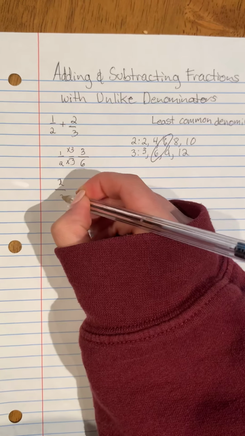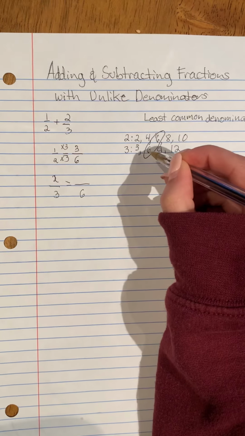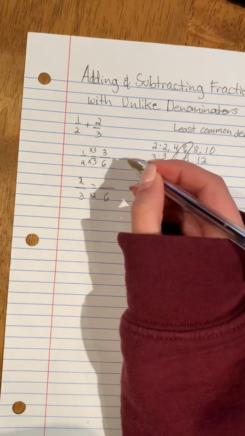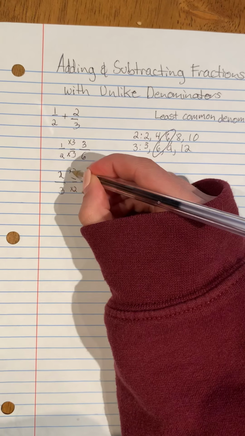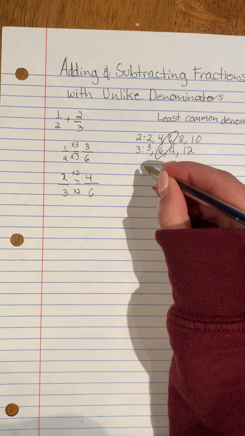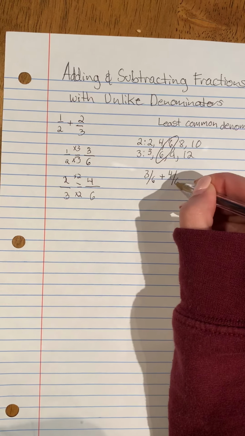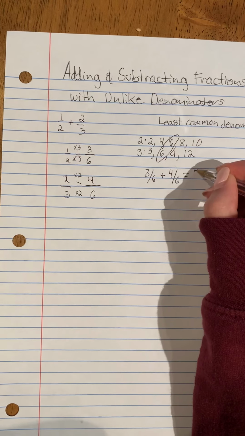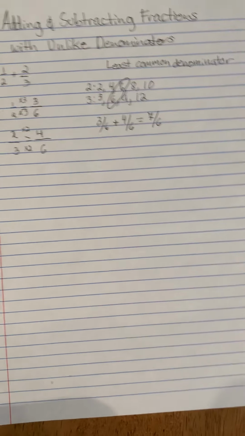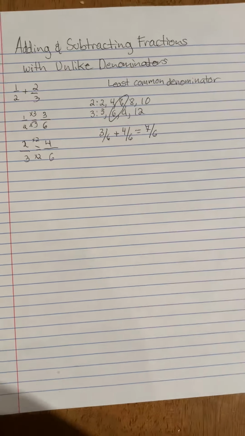Now we're going to do 2/3. We need to make it sixths. 3 times 2 equals 6. So we multiply the bottom by 2. We have to also multiply the top by 2. 4/6. Now we can do 3/6 plus 4/6 equals 7/6. And you guys can leave your answer in improper fraction form. I am okay with that.